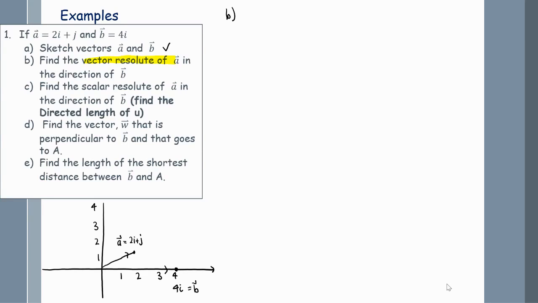The second question says find the vector resolute of A in the direction of B. The second part of the question is crucial. It means we want to break down A into two parts. The vector resolute is the part of A that is along B or parallel to B. So we're going to draw a line from the origin along B, but stop it until you get right under the endpoint of A.